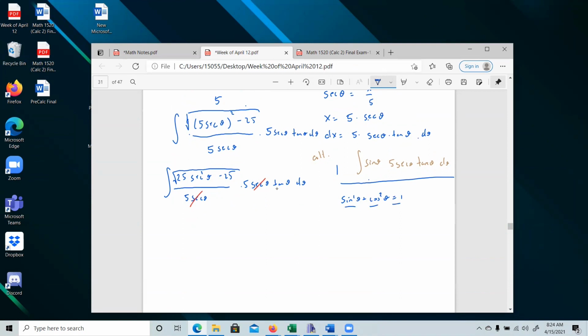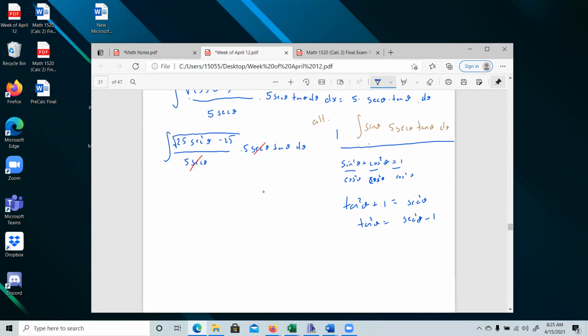And I never remember the other two, but I've got a secant I've got to deal with. So let's divide by cosine squared. So that is tangent squared theta plus 1 is equal to secant squared theta. So tangent squared theta is equal to secant squared theta minus 1. That'll come in handy in both cases here.